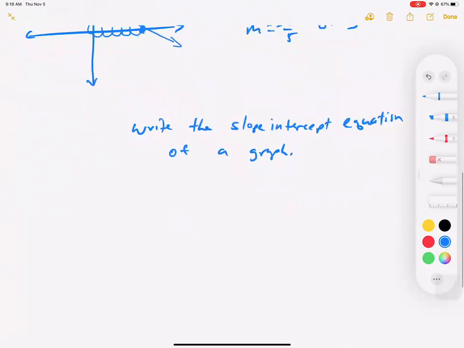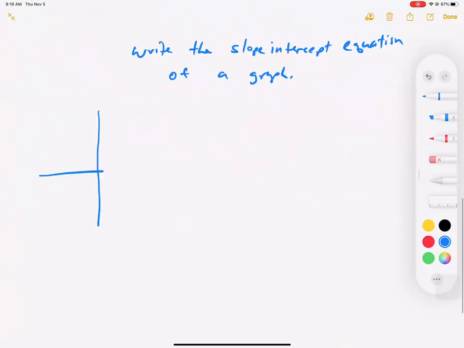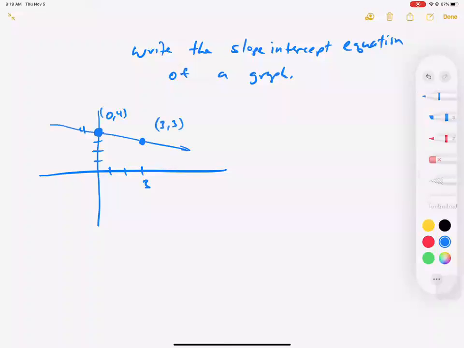So graph 1, 2, 3, 4. And we're going to pick a slope. Here's 3, here's 4. The points given are (0, 4) and (3, 3). We're going to do this a couple of different ways. We're going to do it the easy, fast way, and then we're going to do our slope formula way.